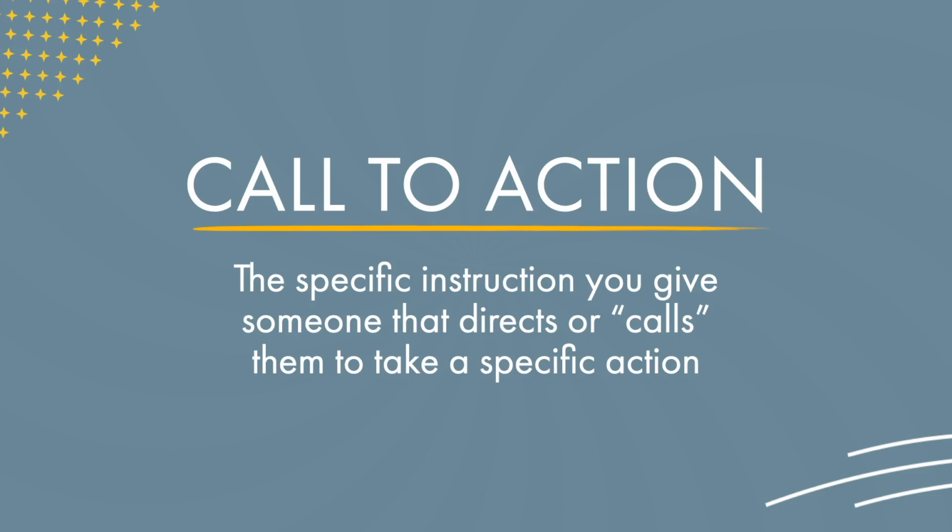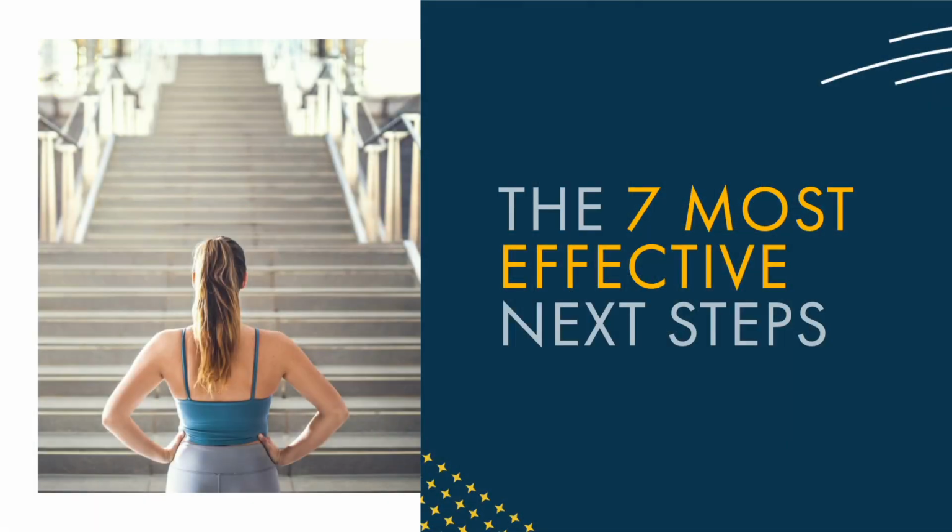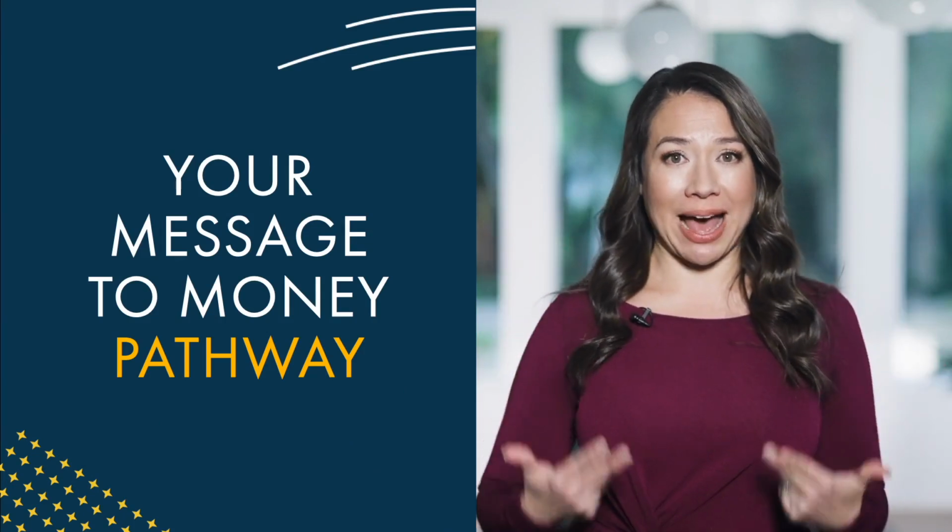Without this key part of your content, people will consume your lead magnet and then simply move on. You must be directive and tell people in a really clear and compelling way exactly what step they need to take next. And as always, you're not going to be starting from scratch or trying to guess your way to clarity. I'm going to give you the 7 most effective next steps to choose from. These are proven, high-converting CTAs that will invite your lead into a clear and specific step with you that takes them further down what I call your message to money pathway.